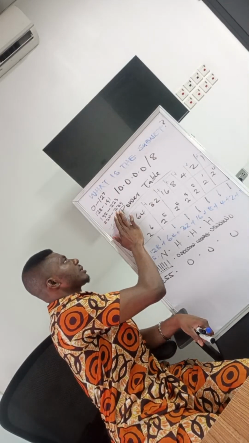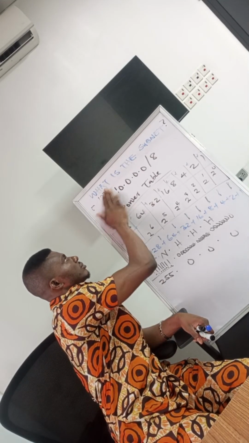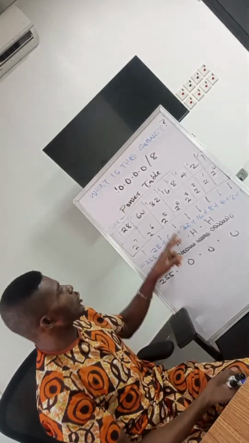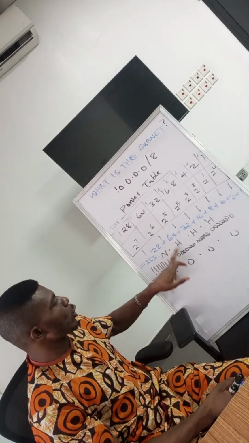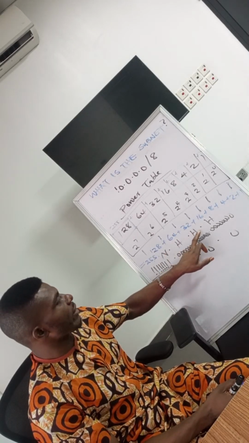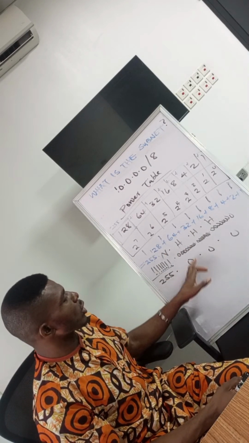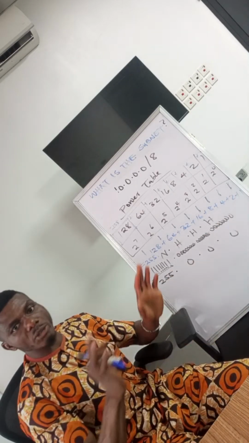So the subnet mask of /8 becomes 255, because the host portion is 0, there's nothing there. That gives 255.0.0.0. So that solves the problem.